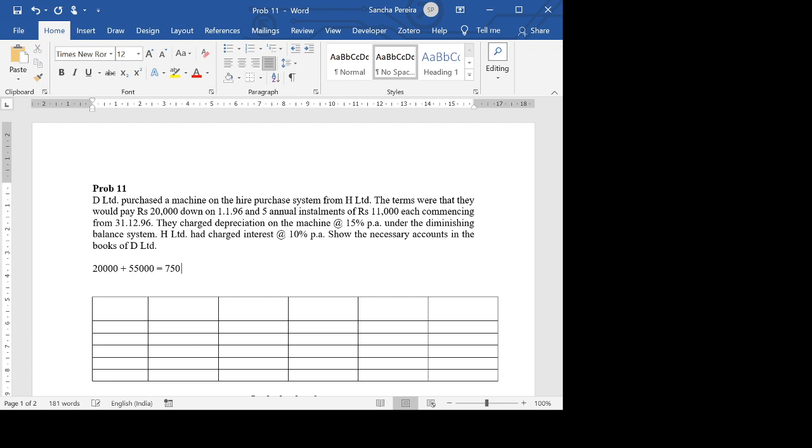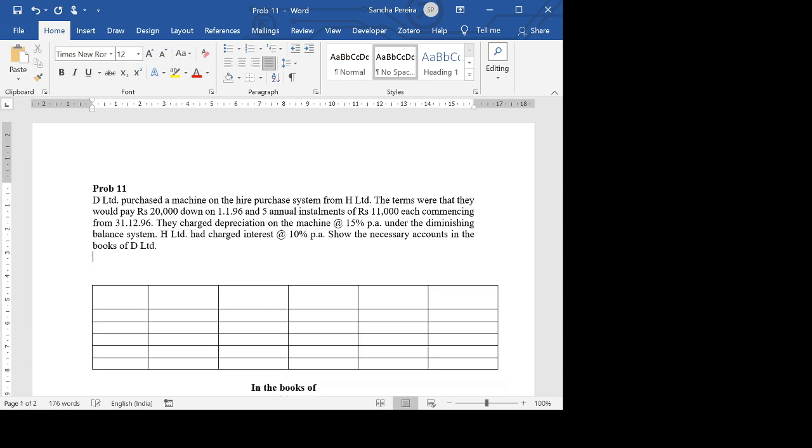How can you assume the cash price? On what basis will you assume it? Normally in a situation like this, where there are no annuity values given and no other way of calculating the cash price, we start from the back. We start from the last installment. How much would be the last installment? Every installment is 11,000, so the last installment is 11,000. Now listen very carefully: we always know that the installment is a sum of the cash price plus the interest.